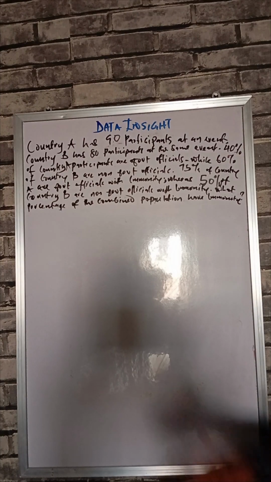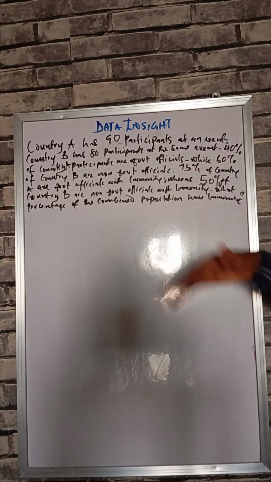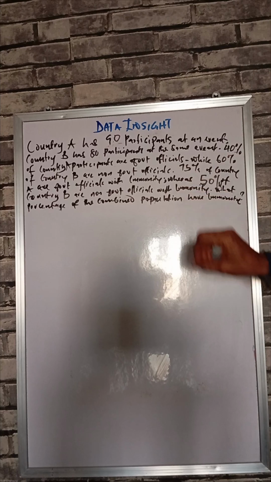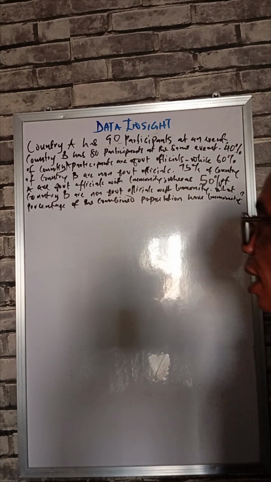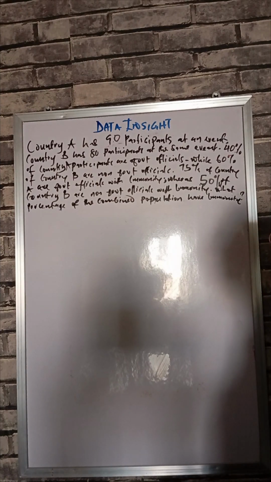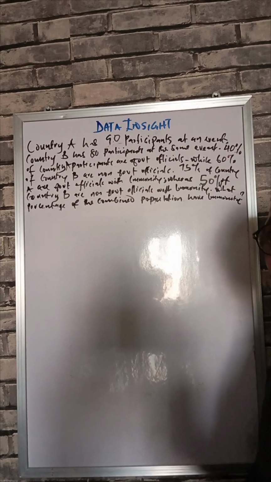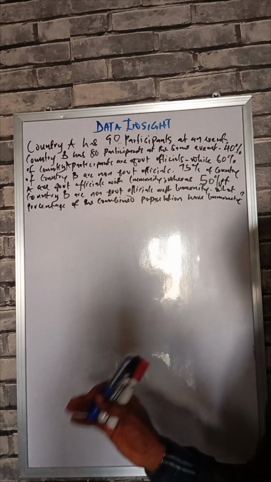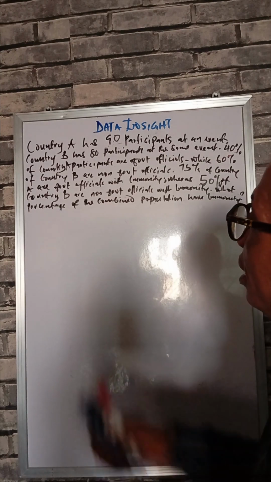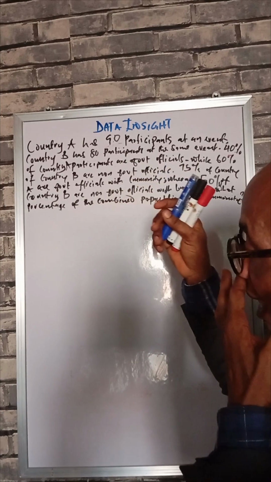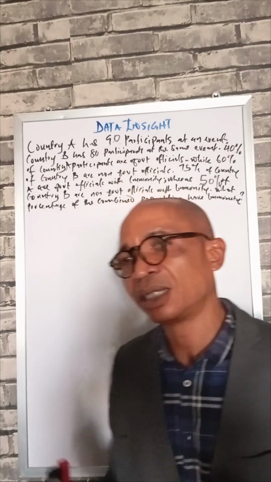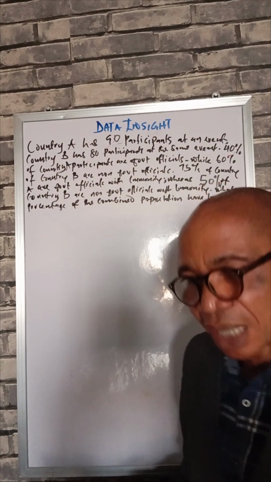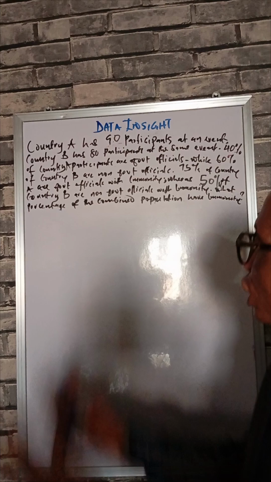And so here I'm going to show you how you can open up some word problems and then interpret them into figures and then solve them, because that's actually the major challenge in data insight and data sufficiency under quantitative reasoning. The GMAT test is made up of three sections: the quantitative reasoning, the verbal reasoning, and then data insight.